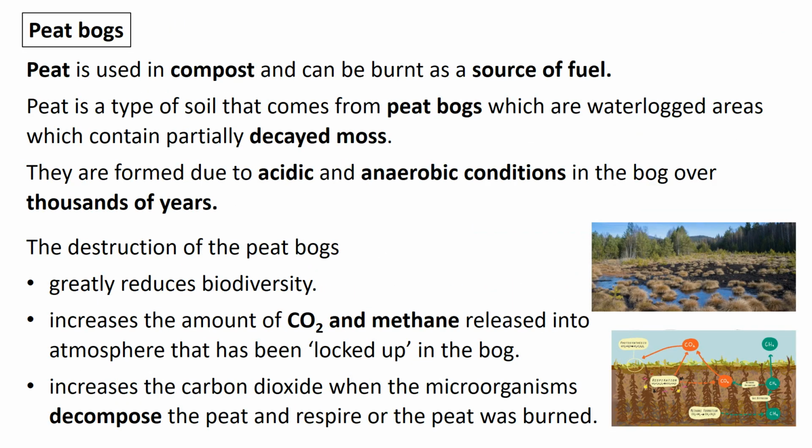Another way humans can aid pollution in our environment is by digging up peat bogs. Peat is an ancient kind of soil that's been formed over thousands of years. It's actually used in compost, less so now, but it has been really frequently used in compost, and can be burnt as a source of fuel. So this soil that comes from peat bogs is quite rich as a source of fuel and compost. It contains partially decayed moss.